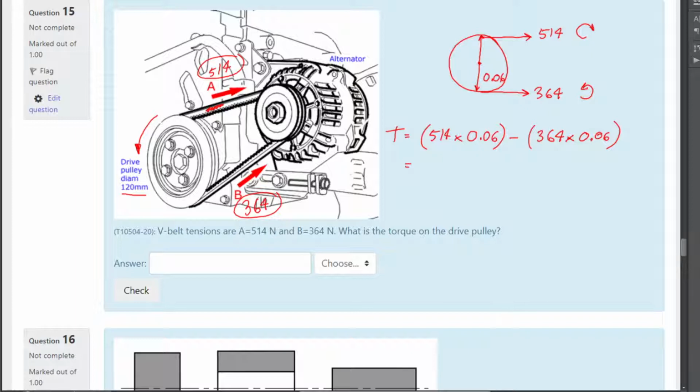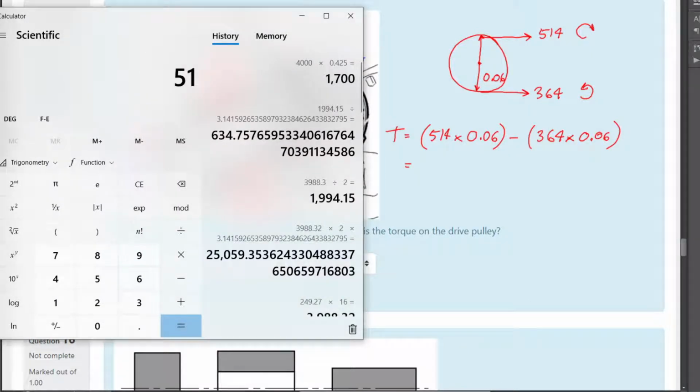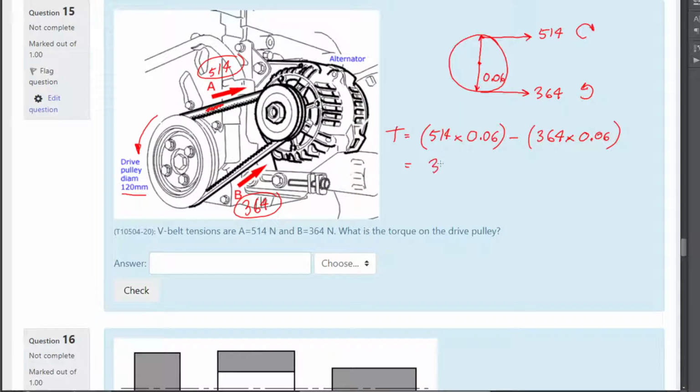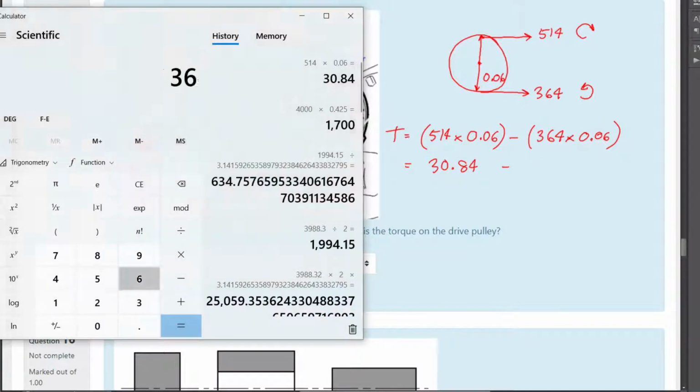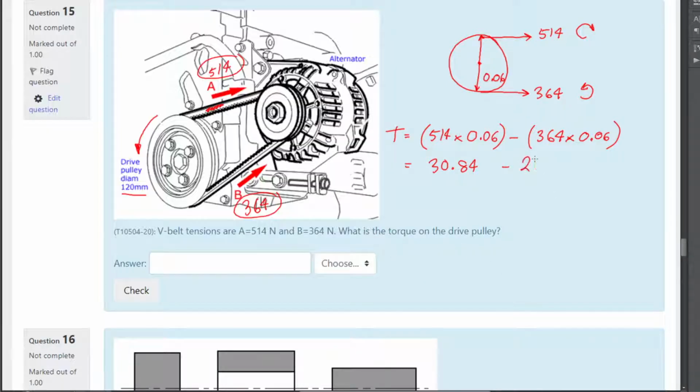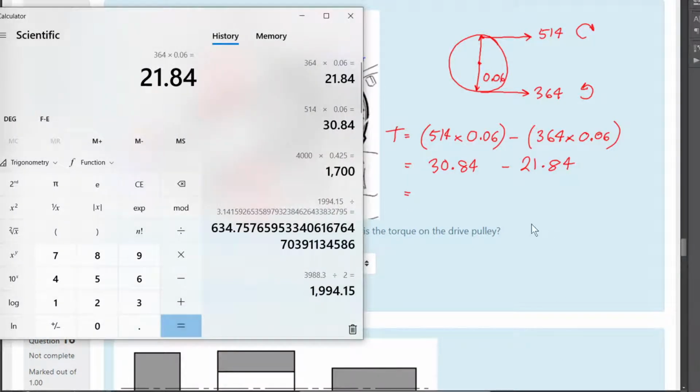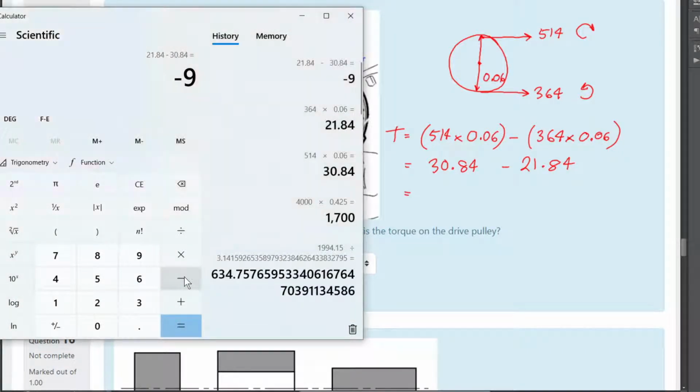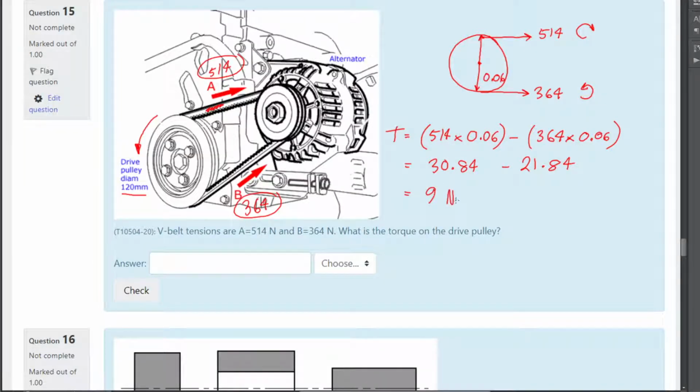And let's have a look at each of those torques while we're at it. So 514 times 0.06 is 30.84 newton meters. And the other one is 364 times 0.06, which is 21.84 newton meters of torque on that one. So it leaves us with 9 newton meters. What is the torque on the drive pulley? 9 newton meters.